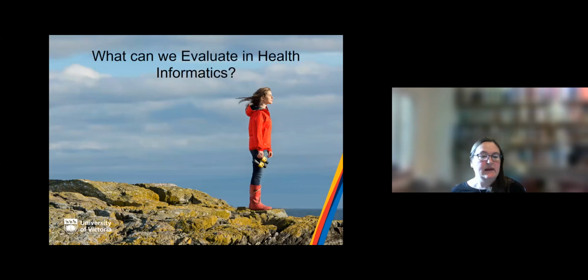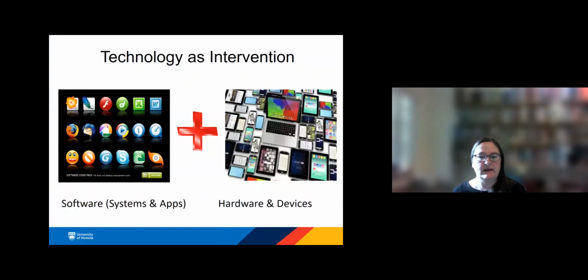So what can we evaluate in health informatics? When I was working on this presentation, I started thinking about this, and I thought this is a very complicated area to explain, in that there's a lot of different things to consider when you're developing an evaluation of a particular technology. So I thought what we do is we kind of go on a little bit of a journey in terms of identifying the kinds of things that need to be considered and looked at in terms of evaluation.